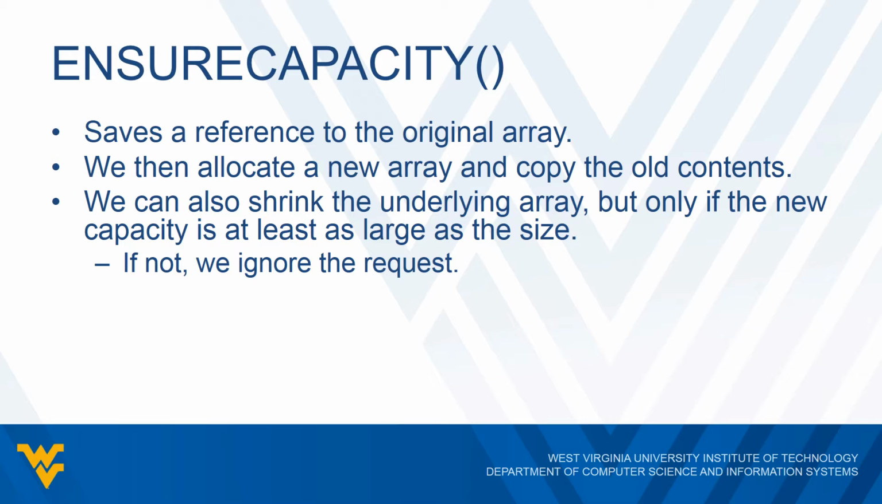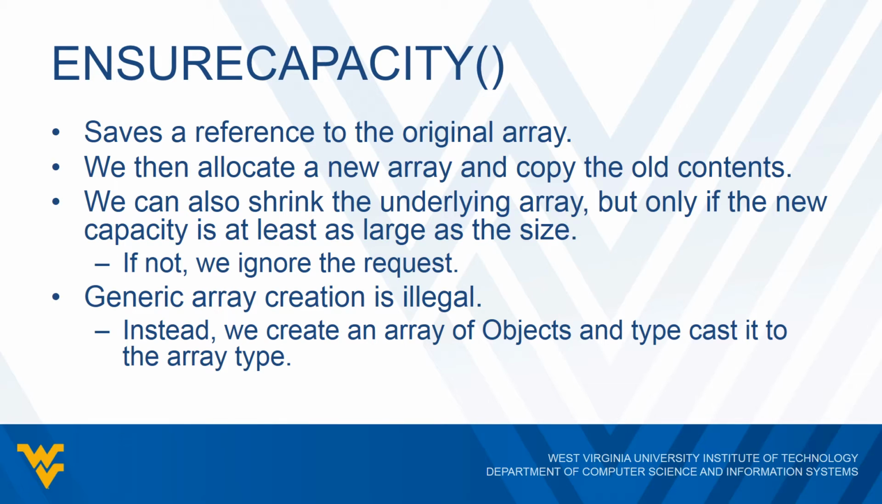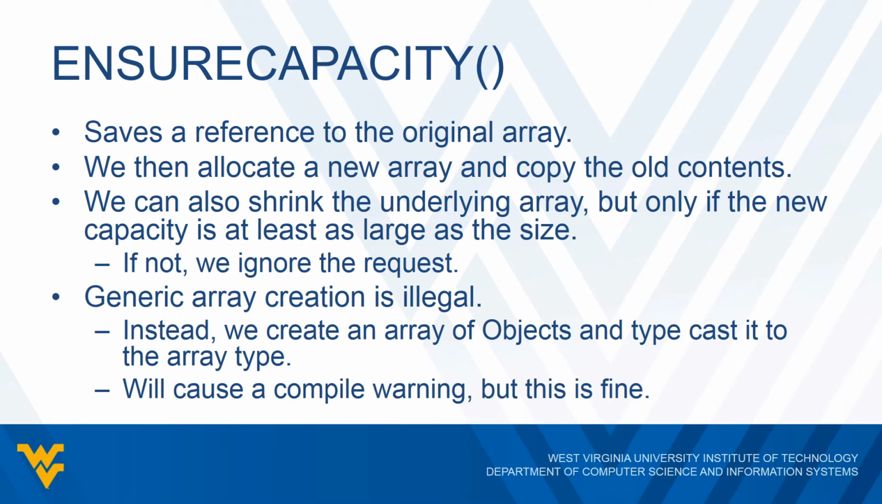Now we should also mention that when we create the new array, generic array creation is illegal. I can't just say create a new array of any type. It doesn't work that way. I'm not allowed to do new, any type, and then square braces. So as we saw in the code, what we do instead is create an array of objects. That's perfectly fine. We just have to typecast it to the appropriate array type. This will give us a compile warning, but it's better to have a compile warning than a compile error. So this is perfectly fine.